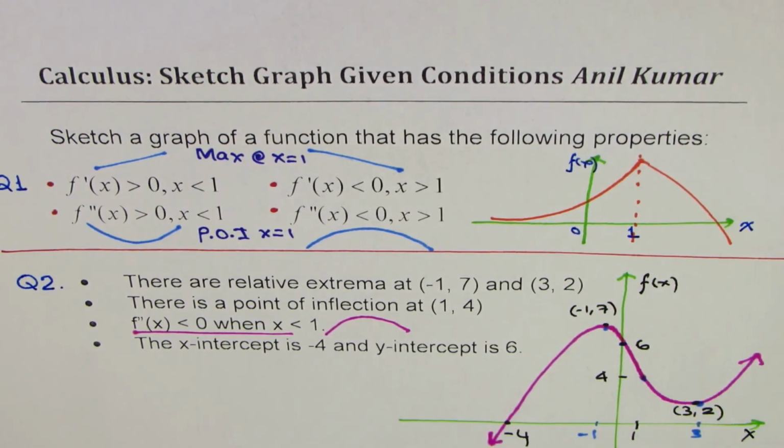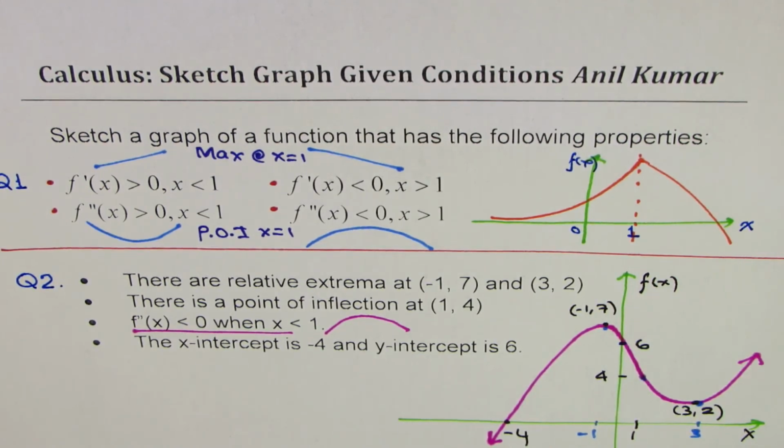I hope the steps are clear and you can understand how from given conditions we could sketch. Well, these are not the unique graphs. You could have many different types of solutions. However, this meets all the criteria defined in our question number 2. So I hope you understand and appreciate what we have done here.